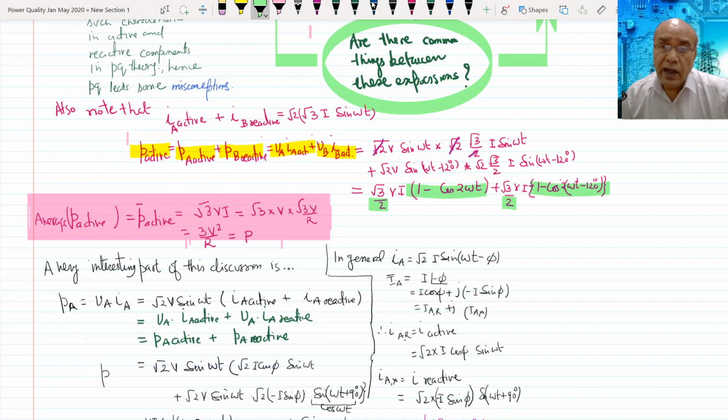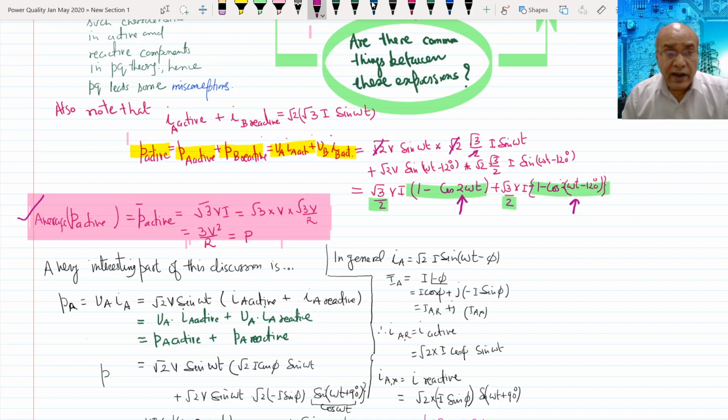And if we find out its average value, the average value of the P active, then it is called P active bar. It is root 3 V into I, because this average value becomes 0, and this value is 0. So it becomes nothing but root 3 V into I, and I is root 3 V by R, so root 3 V by R becomes 3 V square by R. This is what we have calculated a long time back, if you recall our previous discussion.